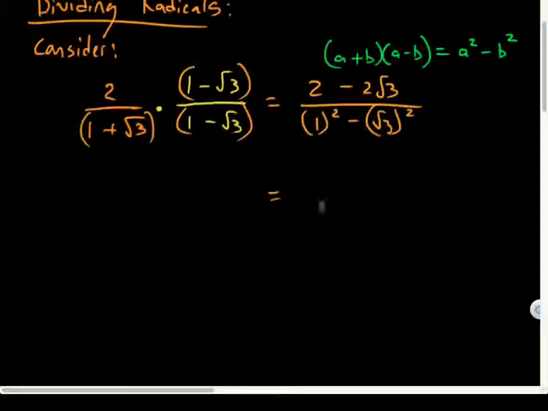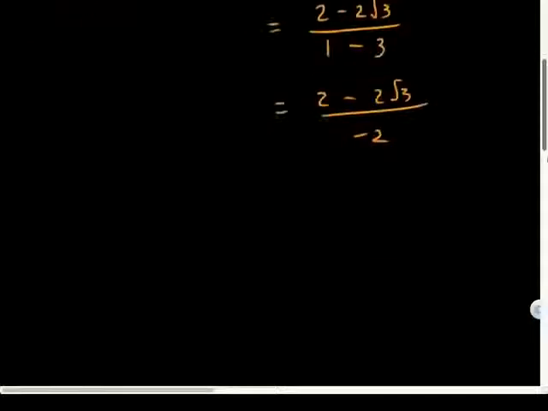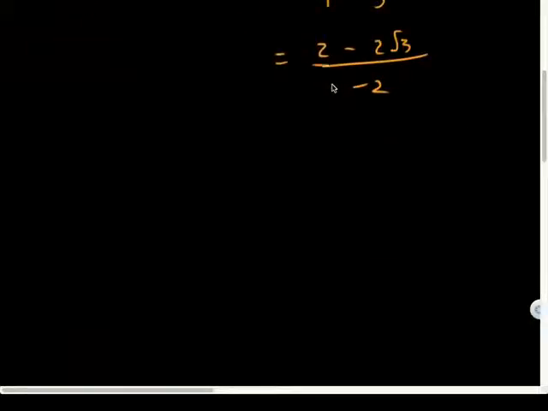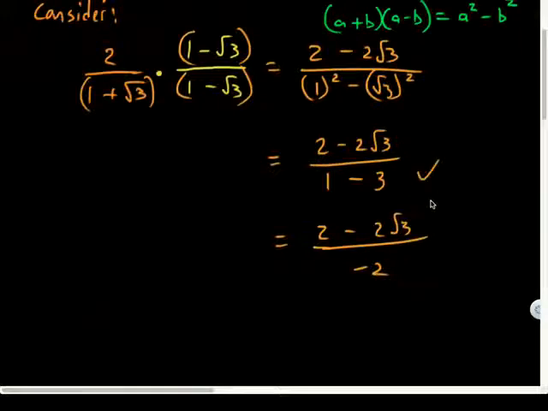So let's simplify this. 2 minus 2 roots of 3 over 1 squared is 1 minus, what is root 3 squared? 3. So I get 2 minus 2 roots of 3 over negative 2. Okay. Well, first of all, hooray, we got rid of that radical in the denominator. Now we're just simplifying for the sake of simplifying. Does anyone have any ideas on how we could simplify this further? I'm going to take a sip of water.